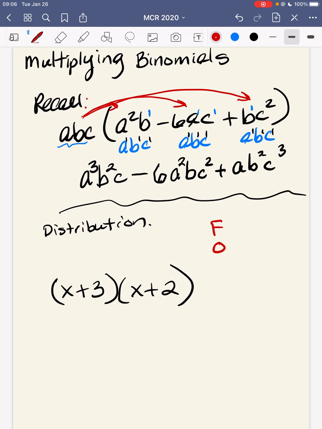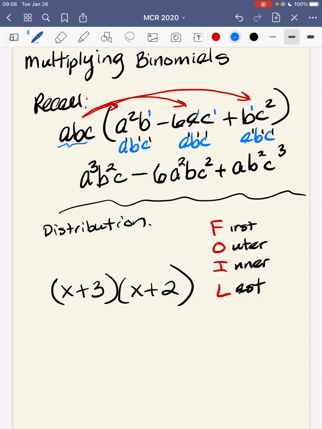you've probably heard of the acronym called FOIL. So when it's two binomials, we can use this idea of FOIL to make sure when we're distributing, we're not missing anybody. And all that stands for is first, outer, inner, and last. And some of you may have another way you go ahead and make this, but first, outer, inner, last. So let's go ahead and look at it.